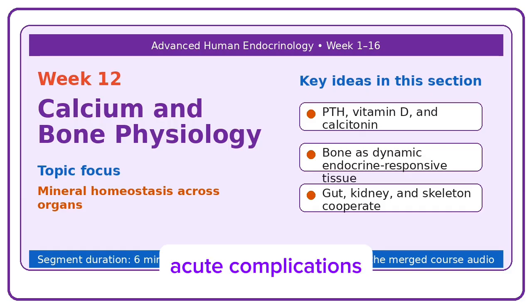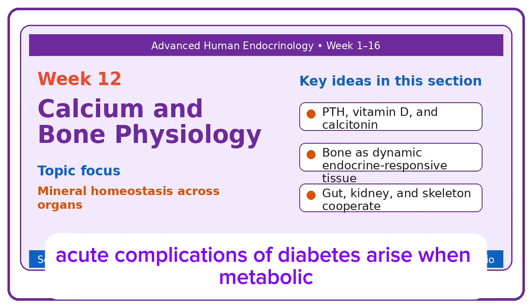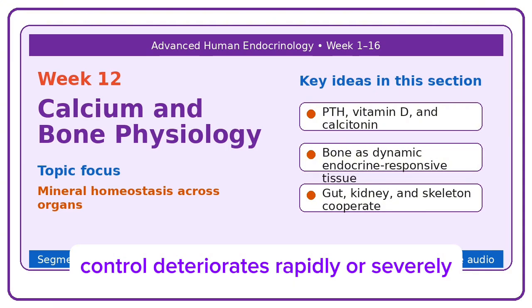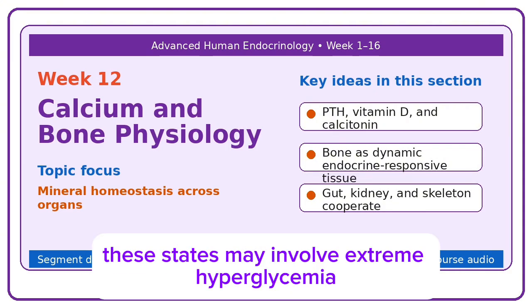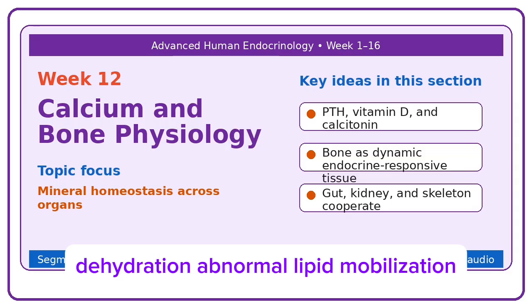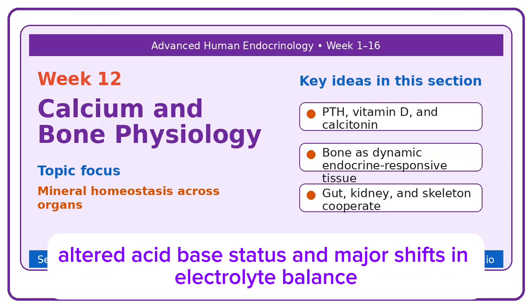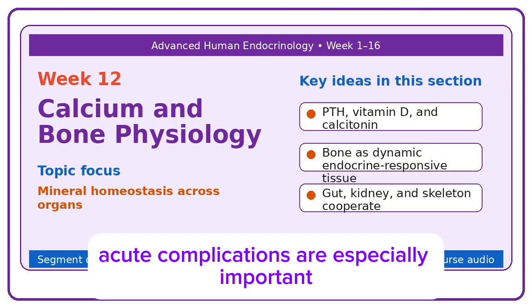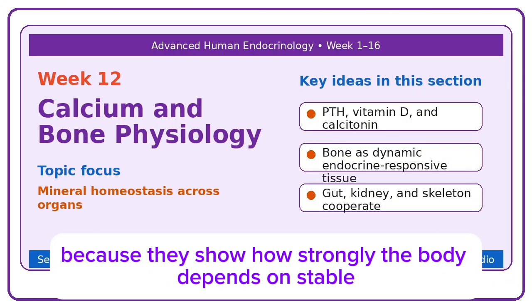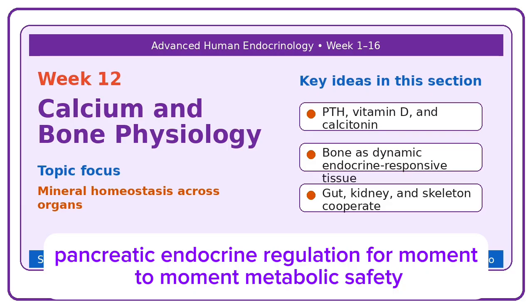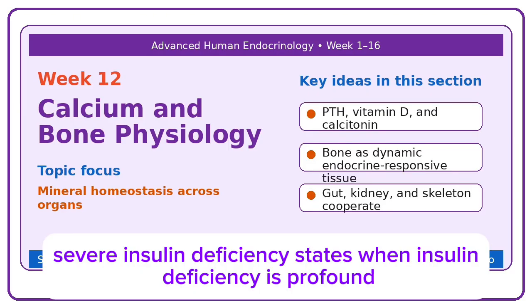7. Acute complications. Acute complications of diabetes arise when metabolic control deteriorates rapidly or severely. These states may involve extreme hyperglycemia, dehydration, abnormal lipid mobilization, altered acid-base status, and major shifts in electrolyte balance. Acute complications are especially important because they show how strongly the body depends on stable pancreatic endocrine regulation for moment-to-moment metabolic safety.